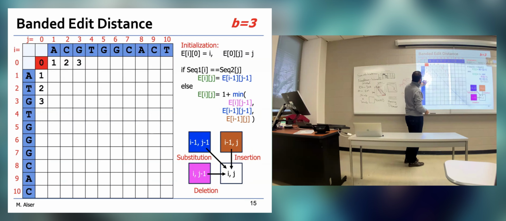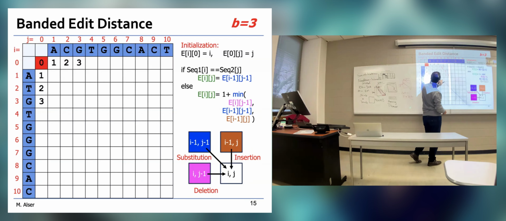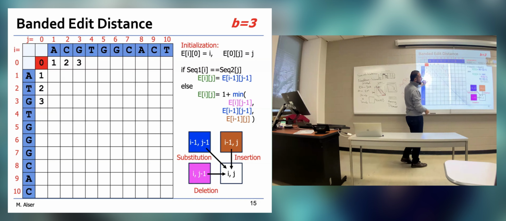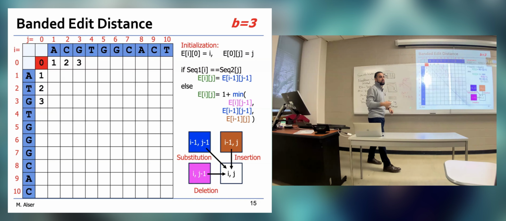Again, if you are not sure if this boundary is including the cell or not, go back to the main diagonal, count 1, 2, 3. So we should stop here. So we should not calculate this one. Now we are here. Is T and A similar? No, we should take the minimum out of those. We ignored this one. The minimum is 2 plus 1, 3. And we continue moving forward.